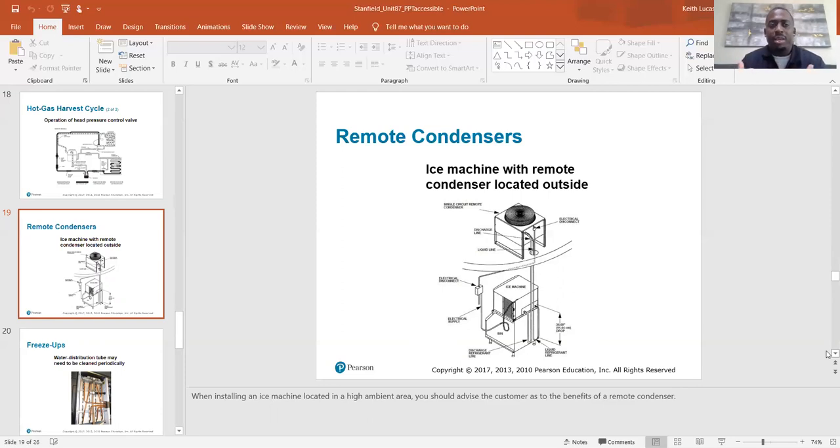But if the ambient temperature is just as hot as the refrigerant in the condenser, then you can't really remove heat, because heat travels from hot to cold. So you want to put the condenser somewhere where it can remove the heat. So a remote condenser will be more ideal in a high ambient situation.